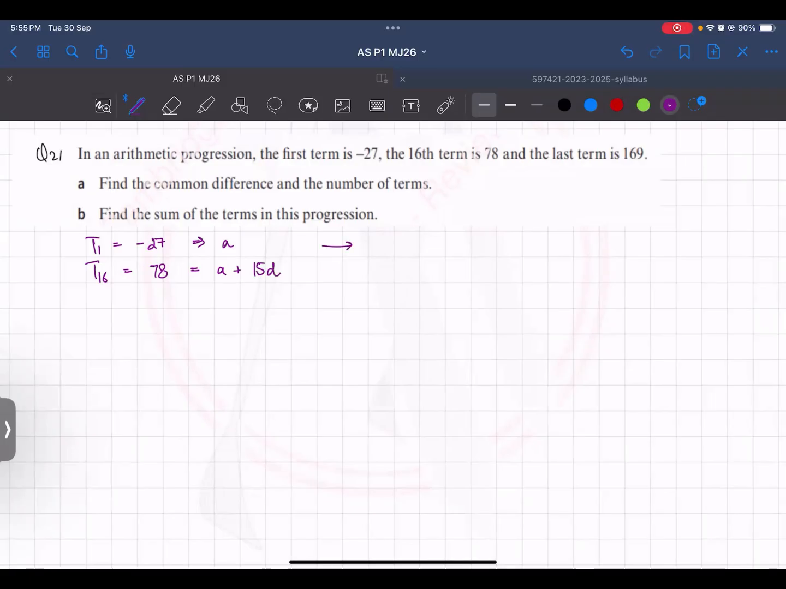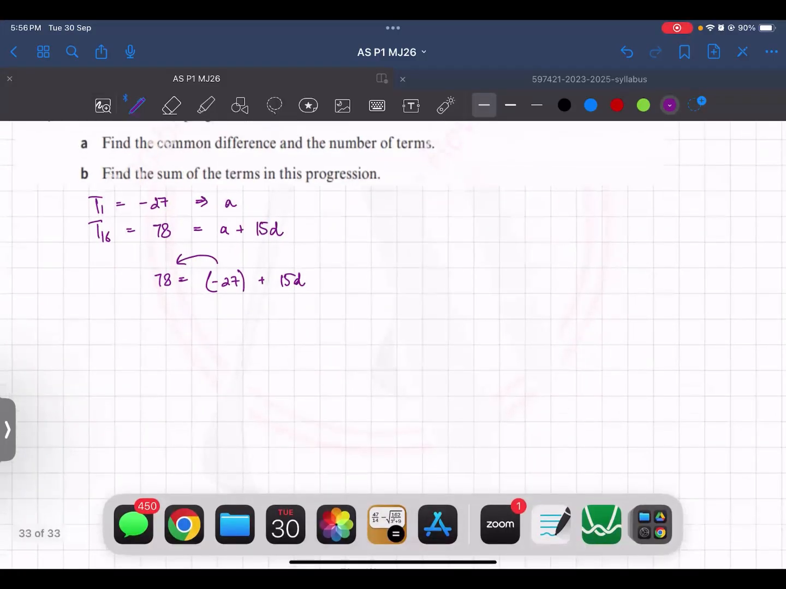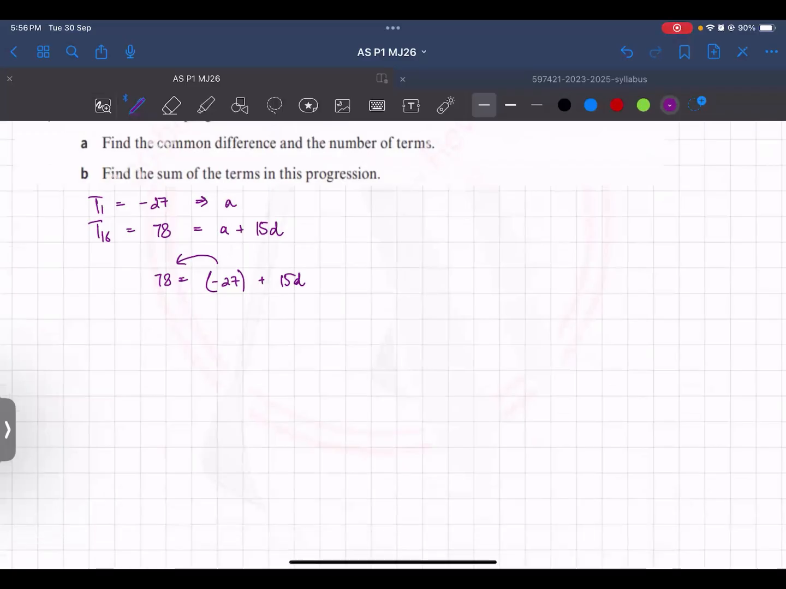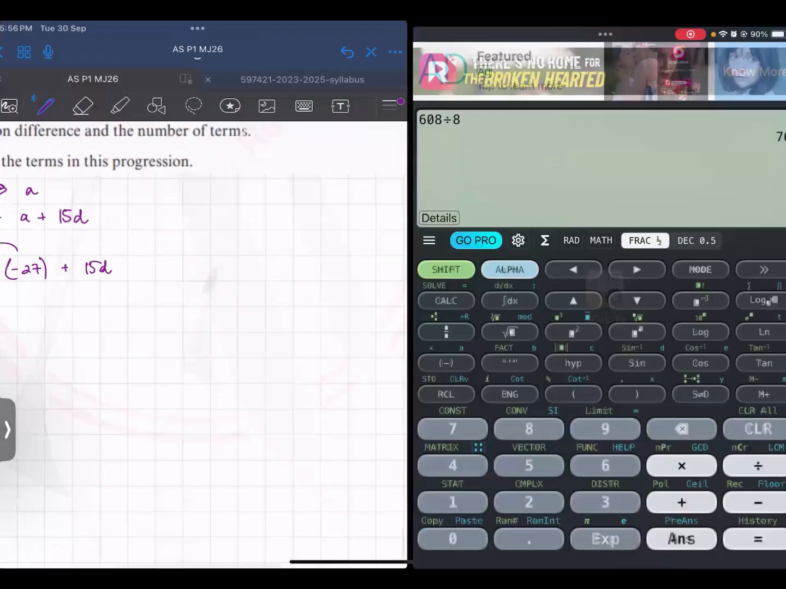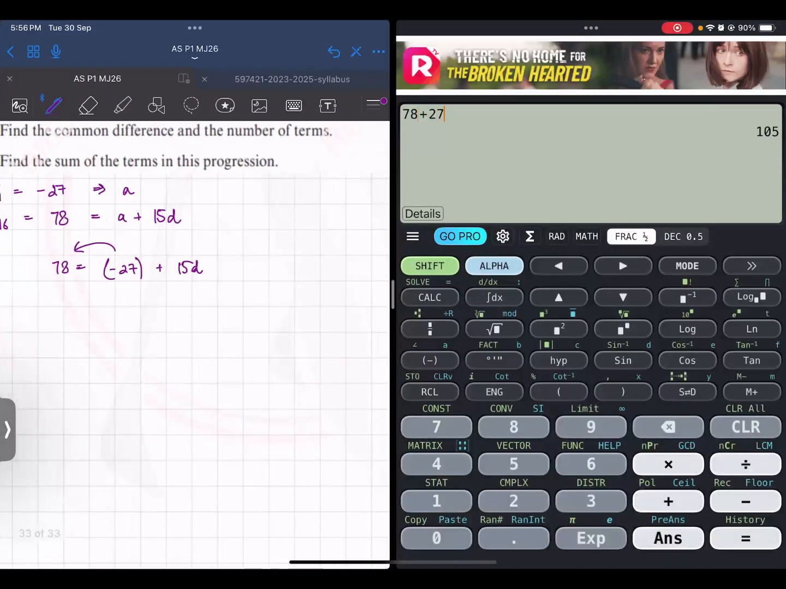Look, you have this equation. Then you will solve them simultaneously. You will get the value of D as well. So you know the first term is minus 27. So 78 is equal to minus 27 plus 15 into D. And this minus 27 will go over there and become plus 27. So 78 plus 27, 105. Sorry. And so this would be 15D. And then now your D would come out as 105 divided by 15, which is 7.